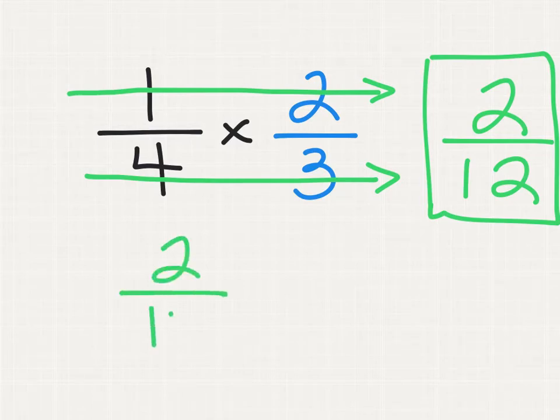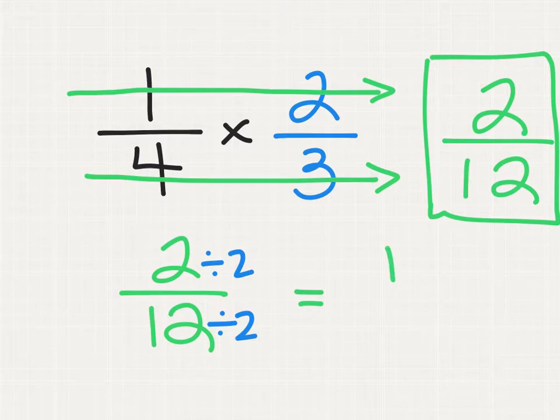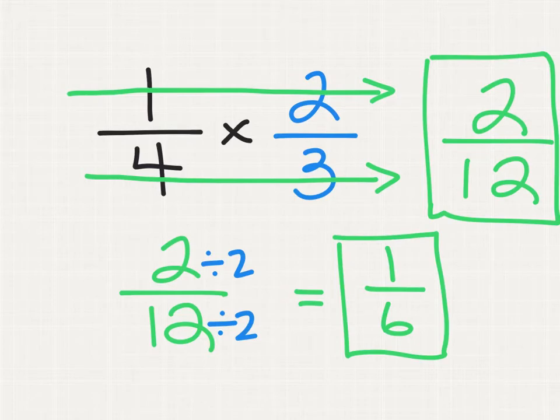Now, of course, every answer needs to be simplified. And 2 and 12 share a common factor of 2. That means they can both be divided by 2. And when I do that, I find my simplified product is 1/6. Multiplying fractions means I multiply across the numerator and across the denominator to get my product in the form of a new fraction. Simplify if it can be.